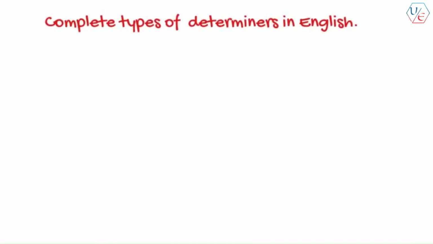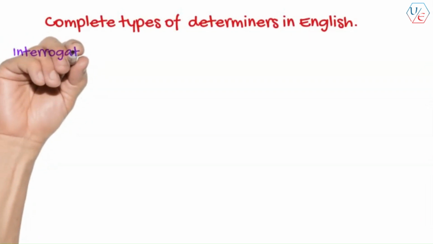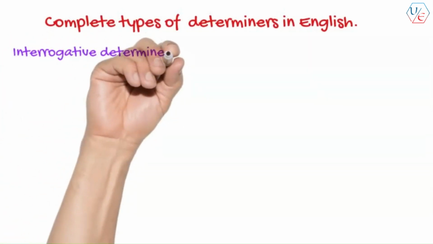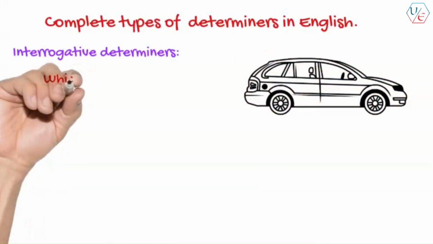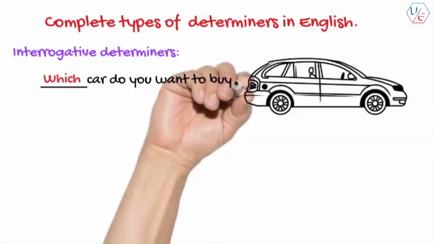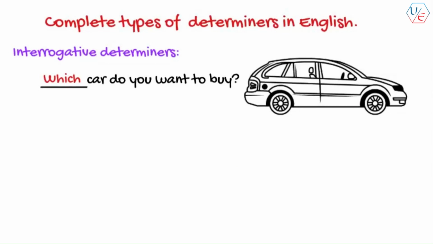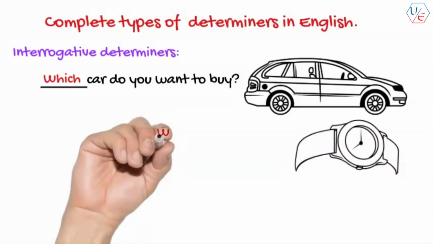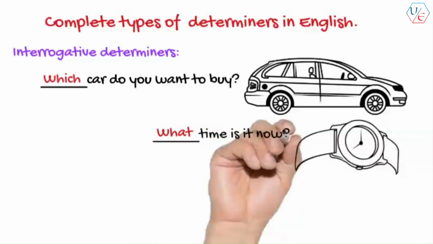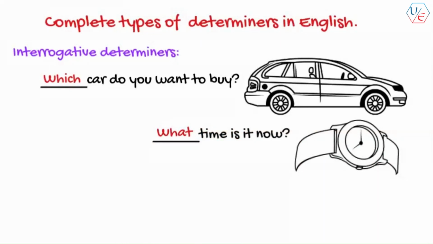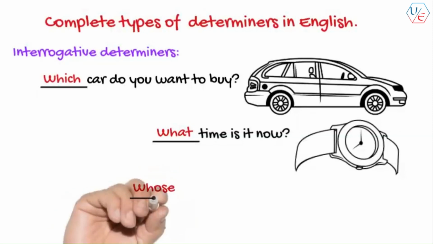The next type of determiner we are going to see now is the interrogative determiner. Please study the following questions. Which car do you want to buy? Here the interrogative word which has introduced the noun car by framing a question. What time is it now? In this question, time is introduced by the word what.